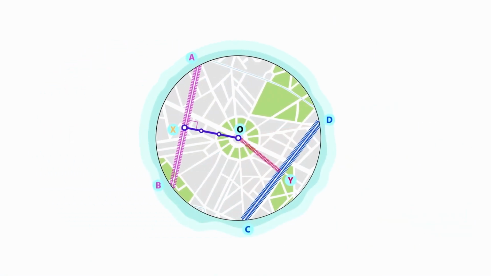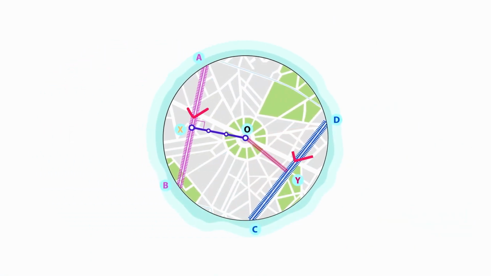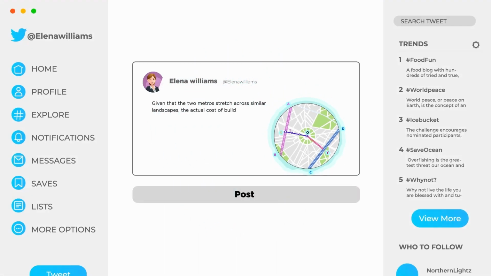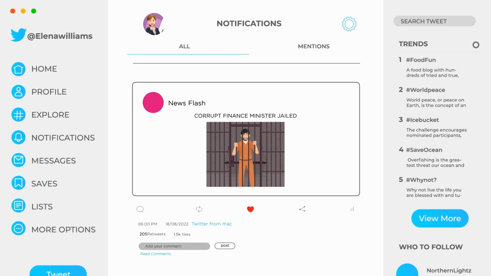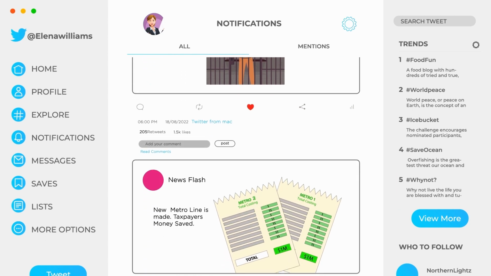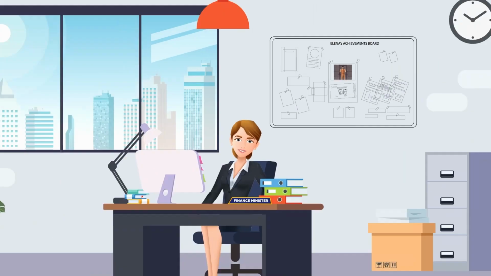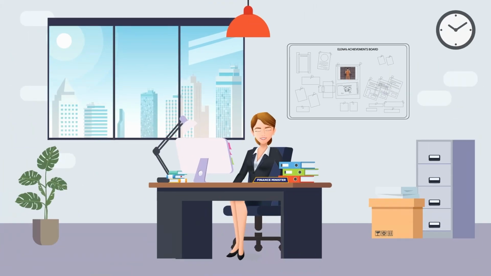Given that the two metros stretch across similar landscapes, the actual cost of building OX should be approximately equal to the cost of building OY, certainly not 20 times greater. As Elena posts her proof online, the truth goes viral. The corrupt finance minister is jailed, and the new metro line ends up costing no more than the first one. Elena is a darling of the people, but her good work has only just begun.